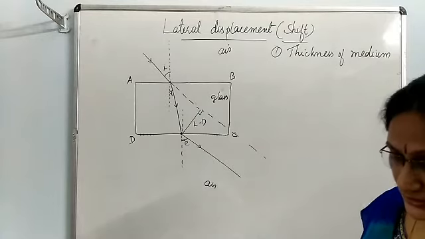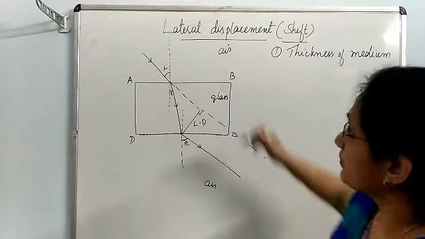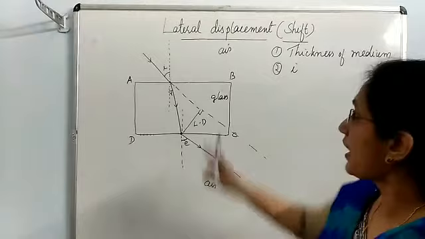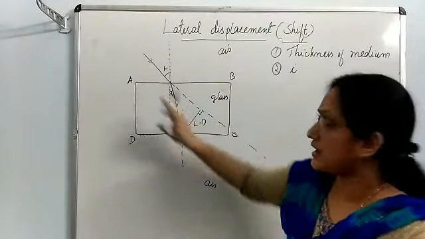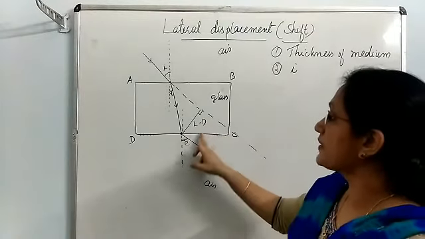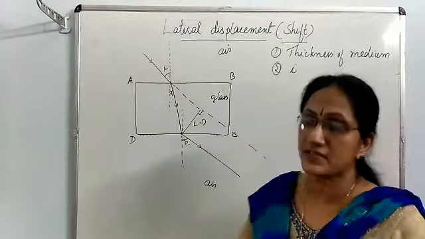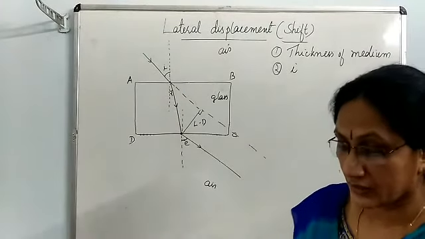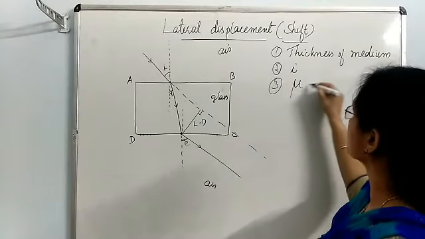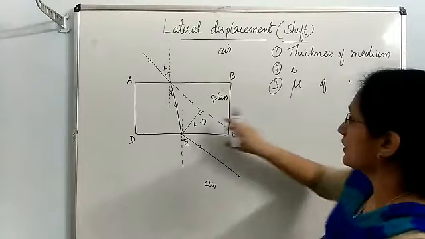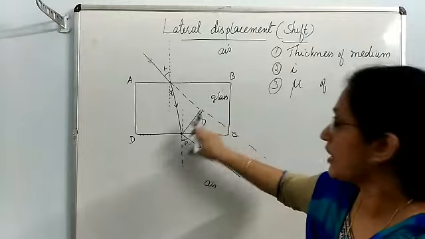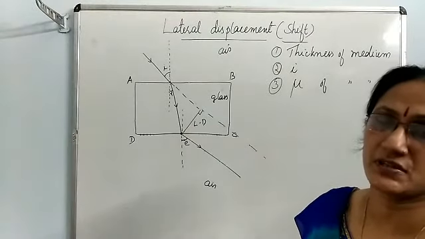Then the next factor is the angle of incidence. When the angle of incidence increases, lateral displacement also increases. And maximum lateral displacement will be there when the angle of incidence is 90 degrees. Then the third factor is the refractive index of this medium. If this medium has a high refractive index, the lateral displacement will be high.